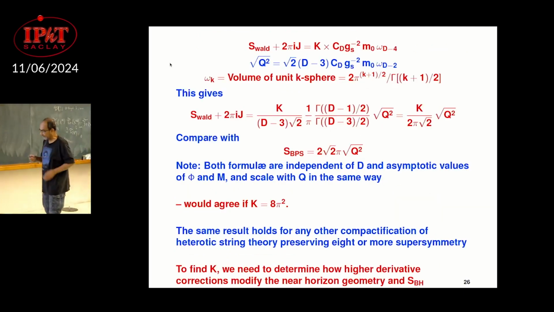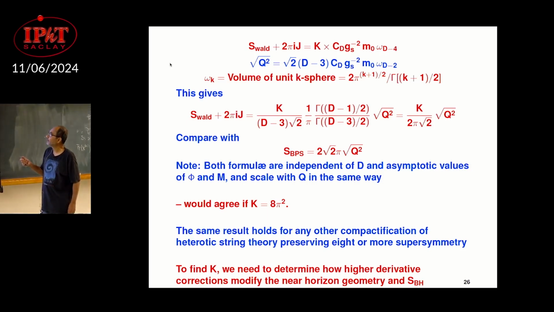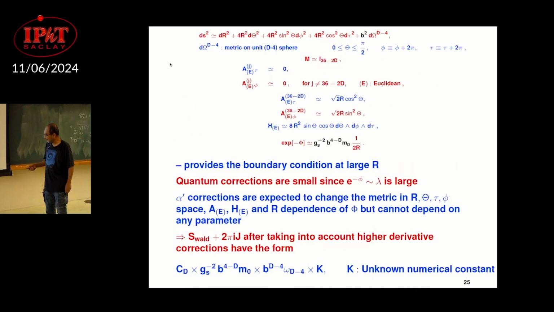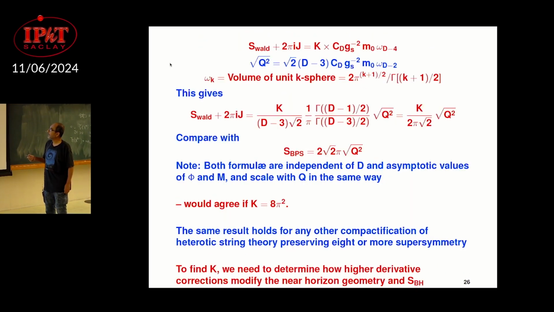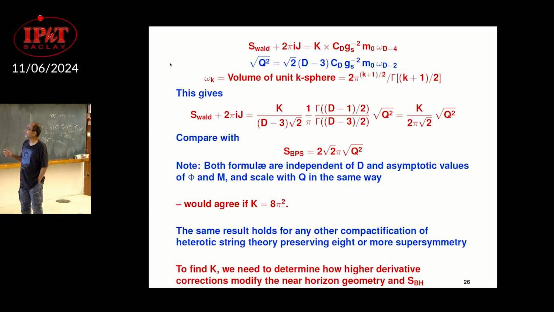So here I have again collected the formulae that we have already seen. So S world plus 2 pi ij we expect to be of this form. This is the same as what I wrote here. And square root of q square, if you remember the expression that I had written down earlier, is given by this for the solution. So far we have not said anything about omega k. The expression for omega k says the volume of a unit k sphere, but now we need the expression for this, which is given here.